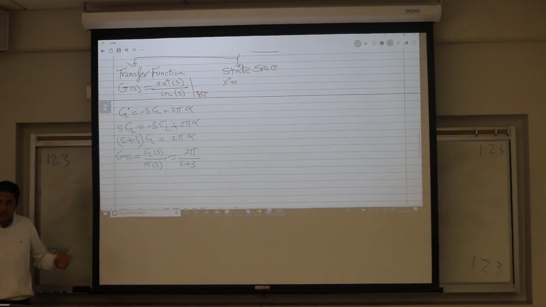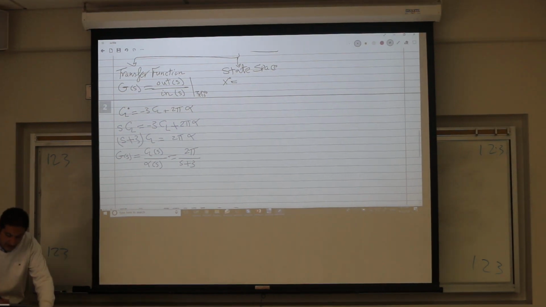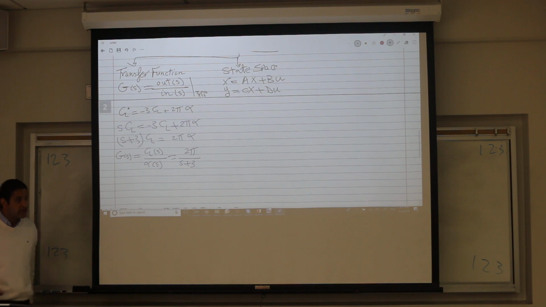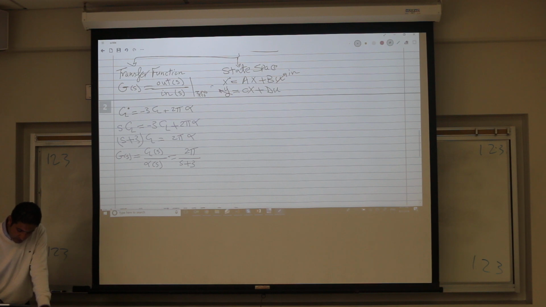State space is just a differential equation, but we write it in a special way. X dot equals Ax plus Bu, and y is my output, Cx plus Du. U is the input, and y is the output.